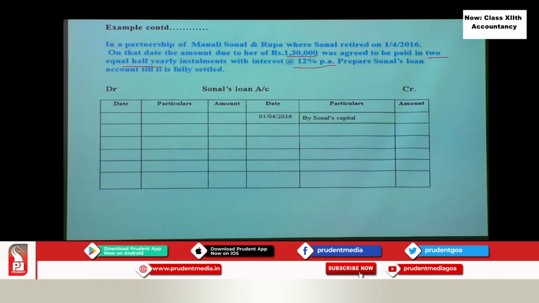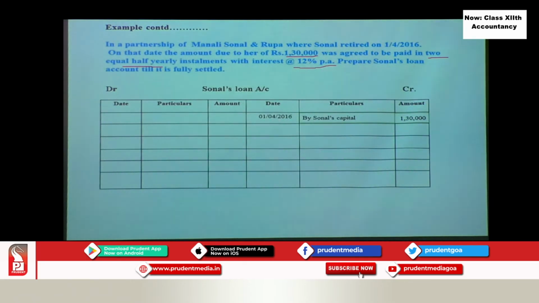Because it shows a credit balance, because a loan is a liability. Always, a liability shows a credit balance; assets show a debit balance. Okay, so liability, since it is a liability, it will appear as "by owner's capital." We are transferring from the capital account. So how much is the amount?